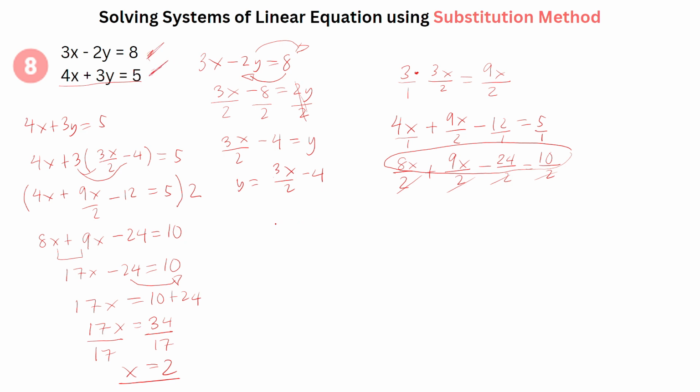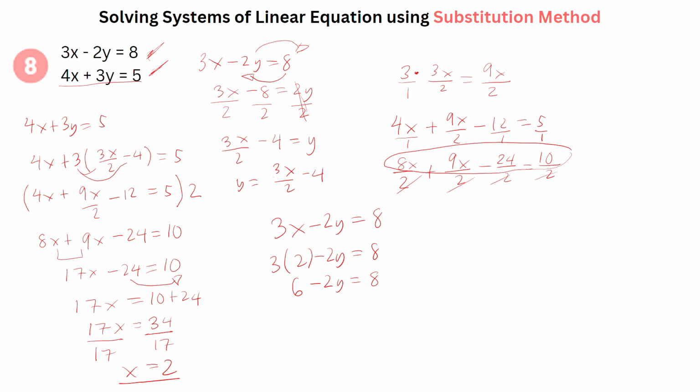So we have here 3x minus 2y is equal to 8. What we have now is only the value of x. Okay, so 3 times, what's the value of x? 2. Minus 2y is equal to 8. So 3 times 2, it's going to be 6. Minus 2y is equal to 8. Okay, how do we solve for y now?